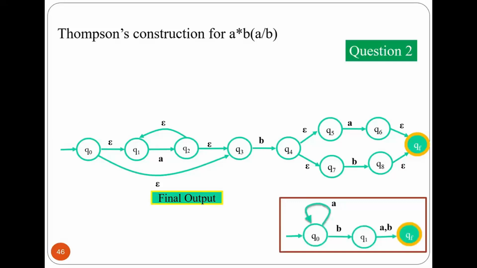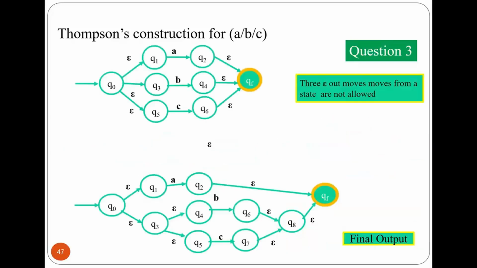I have drawn the machine without epsilon on the right side, which indicates that A star B, A or B is covered with this machine also, but with Thompson's you need to go in for the machine with final output. Now I come to third question.